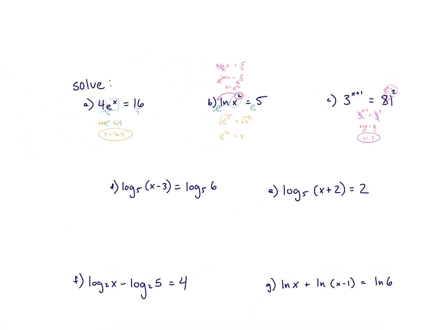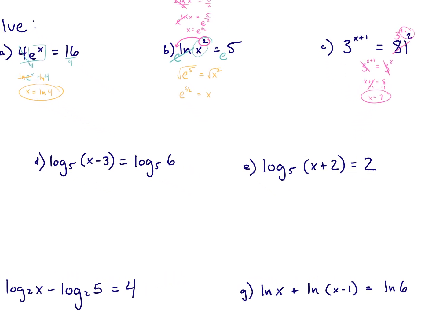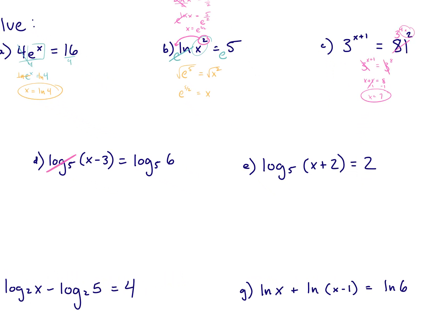Any questions there? For D, if we have a log equals a log, they'll cancel. We can just set what we're taking the log of equal to each other. So x minus 3 equals 6. So x is equal to 9.